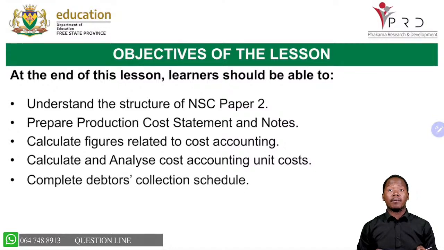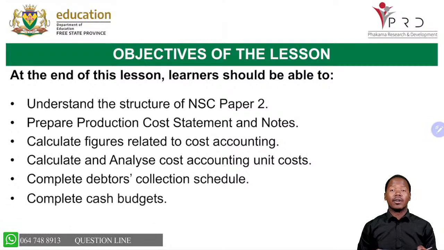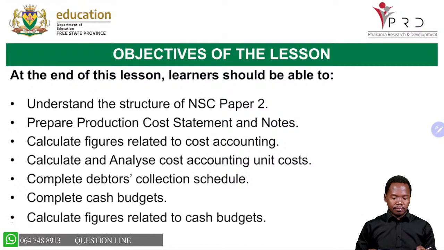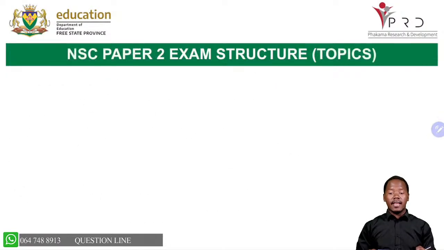We should be able to complete the debtors collection schedule. Obviously, that will go together with the creditors payment schedule. Later on, we are going to embark on an exercise where we are going to be completing the cash budget or calculating figures that should be recorded under the cash budgets. We are also going to be calculating these figures for the cash budgets as stated earlier.